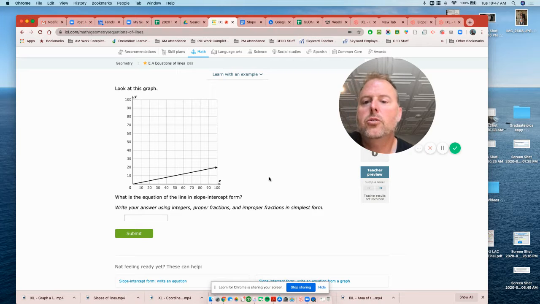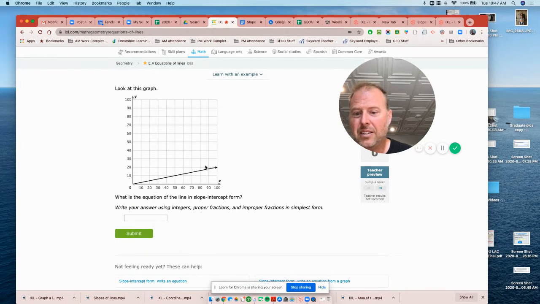So we're going to be doing equations of lines here. We're given a graph, and we have to figure out what the equation of the line is that goes along with that graph. They want slope-intercept form. Remember, slope-intercept form is y equals mx plus b. We just need some information to figure out what b and m are. Remember, b is our y-intercept.